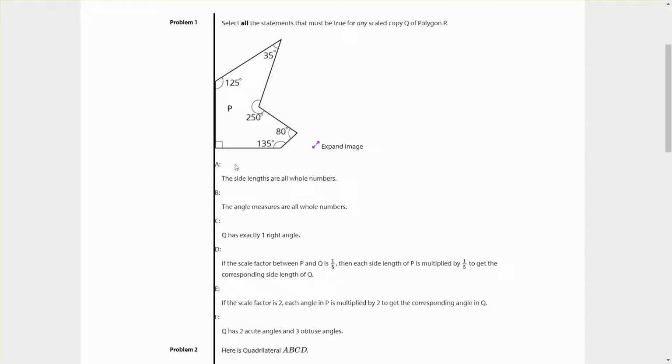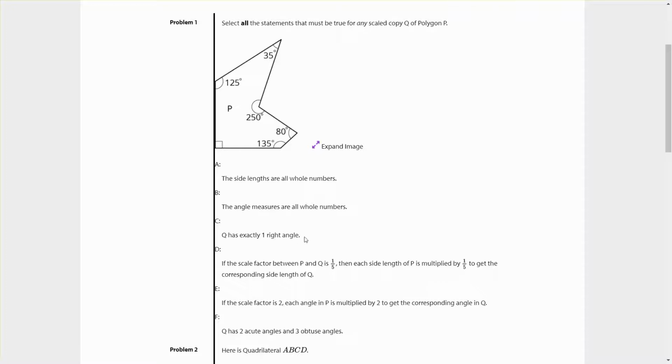You can scale up by any number you really want. Even if you scale up by 1.1, that's going to cause a lot of your side lengths to become decimals if they were whole numbers. So of course, they don't have to be that case, right? Does Q, any scale copy, I'm looking at C. I'll do 3, that's fine.